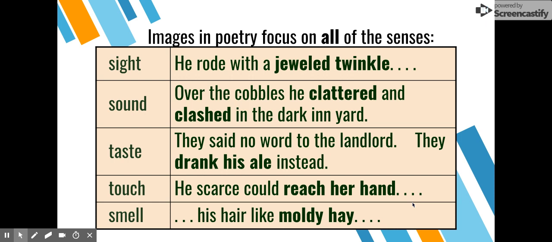So, like I said, it relies on all those senses. So he rolled with a jeweled twinkle. It helps you picture. Over the cobbles he clattered and clashed. We got some alliteration there as well that helps the sounds. You can hear what those hooves probably sounded like on the cobblestones.